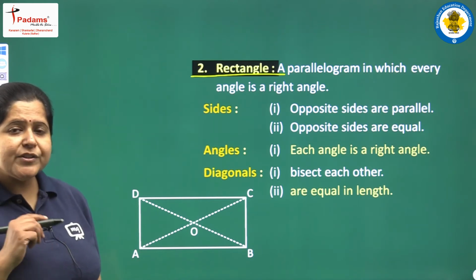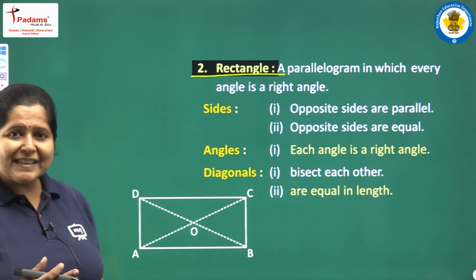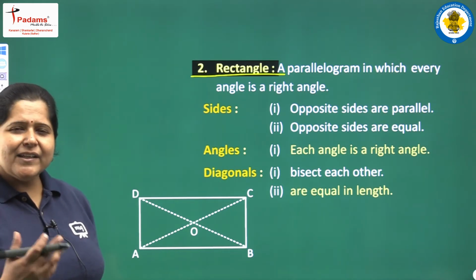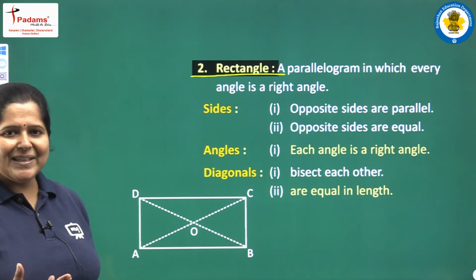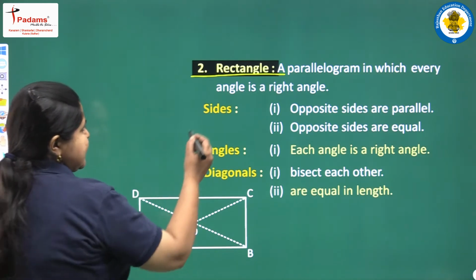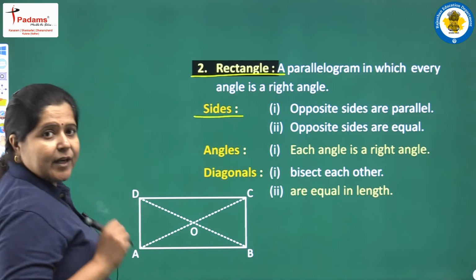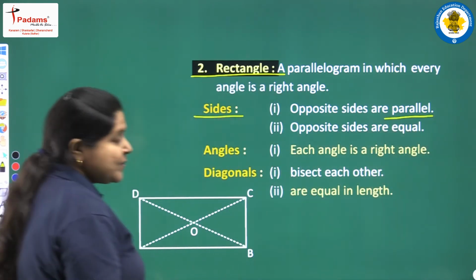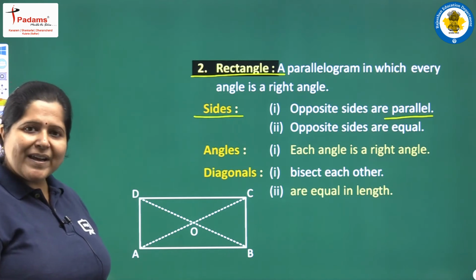The notebooks on which you write, the books from which you study, the mobile sets that you have in your hands, the TV screen, all are rectangular in shape. Its properties, let us discuss them. Taking up the sides first, opposite sides are parallel. They will be parallel because it is a parallelogram.